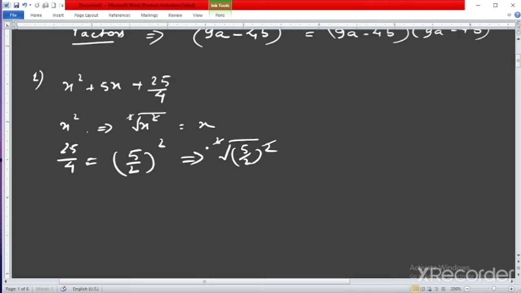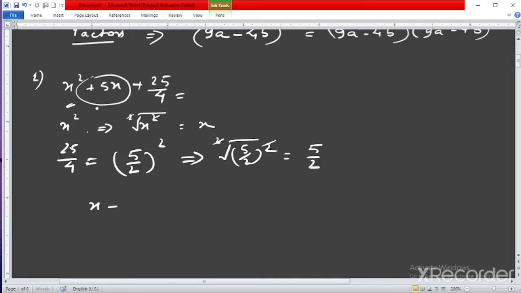This will cancel out with this 2. It means the root is going to cancel out and you are getting 5 upon 2. Now these two terms are to be connected. So you are having x, and what is the third term here? This is the third term, right? This is the left out term.